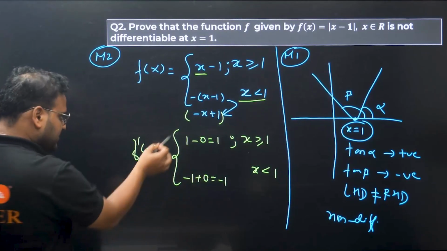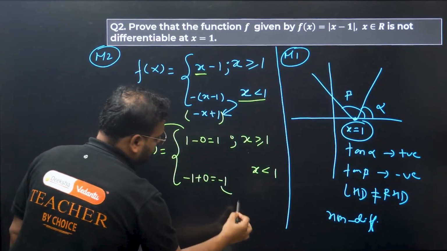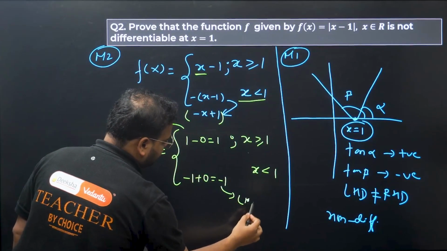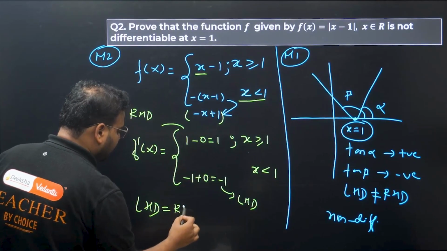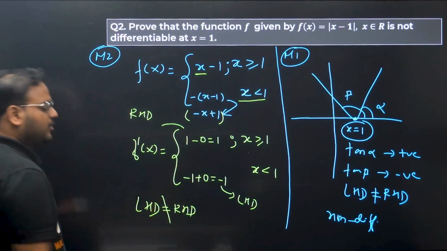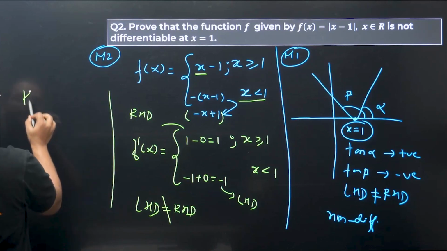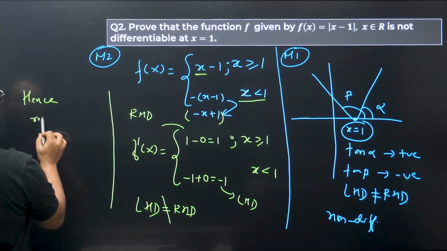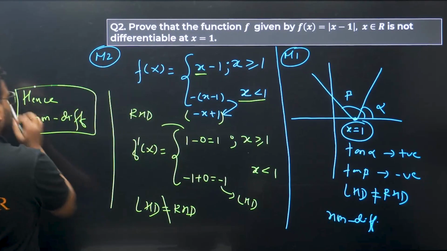So this represents your right hand derivative and this represents your left hand derivative. You can clearly see that left hand derivative is minus 1 and right hand derivative is plus 1, which is not equal to each other, hence non-differentiable. Now which method you want to choose is your choice.